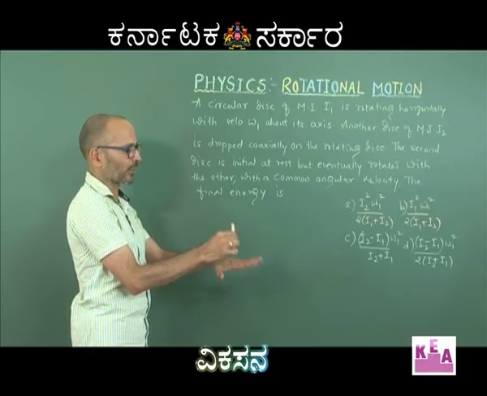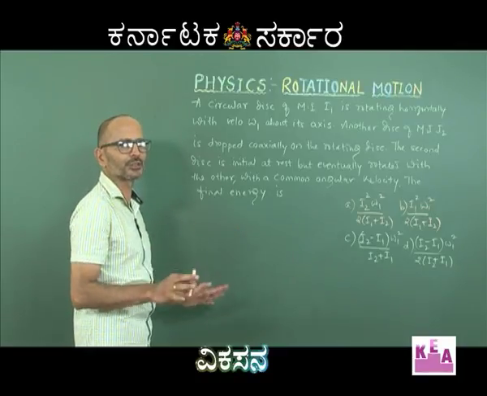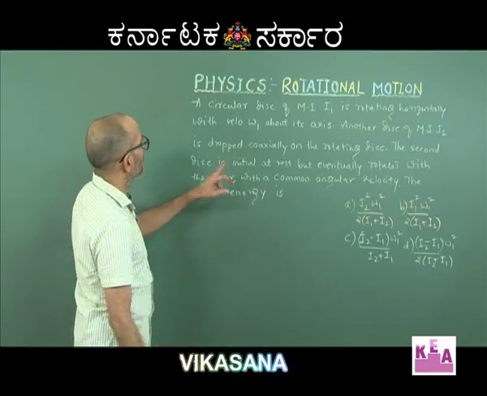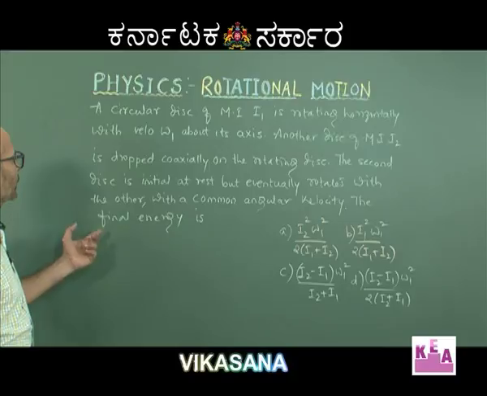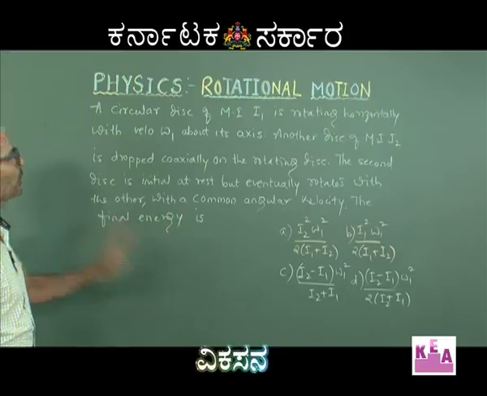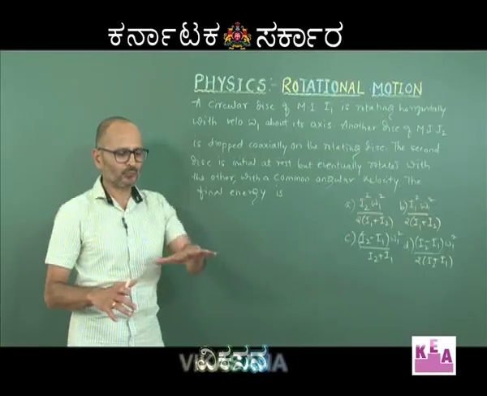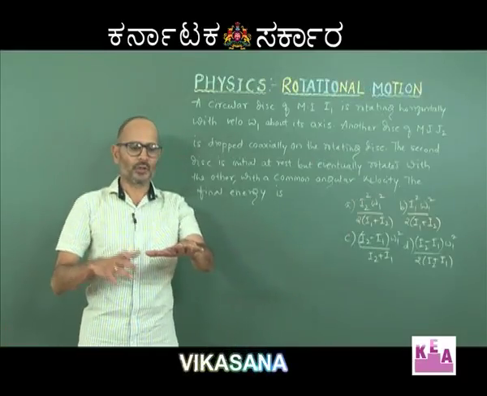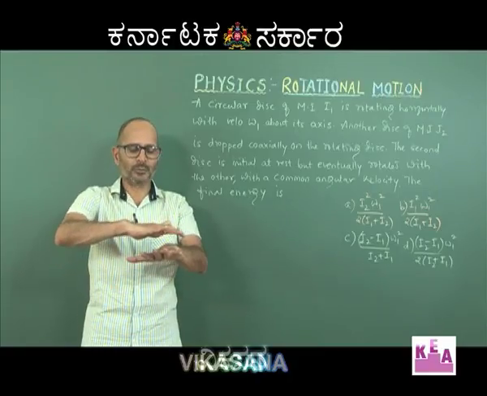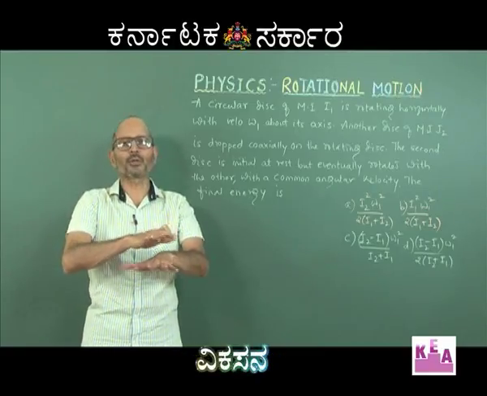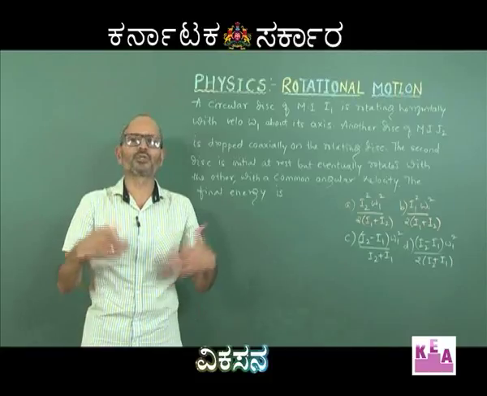So, which means the axis of rotation for both the disks is going to be the same. The second disk is initially at rest, but eventually starts rotating with the other one with a common angular velocity. The final energy is to be written. So, naturally what will happen? One disk is already rotating and you will put one more disk on top of it. So, initially that may be at rest, but because of friction it will also start rotating, and finally the relative motion will cease.